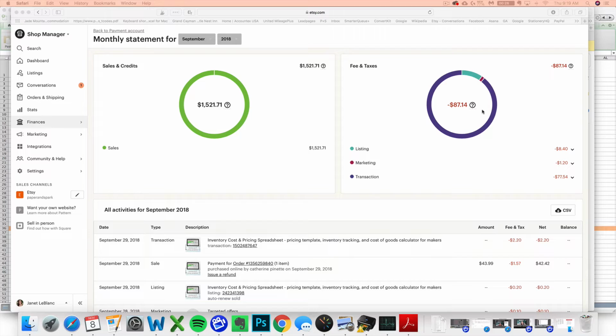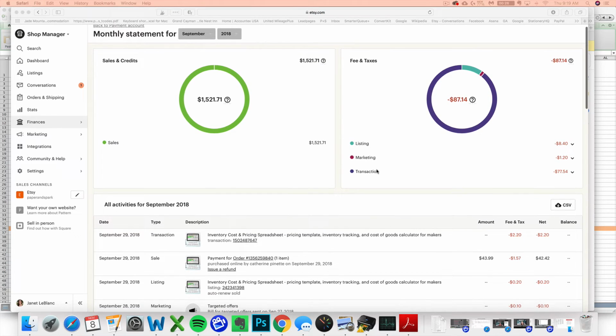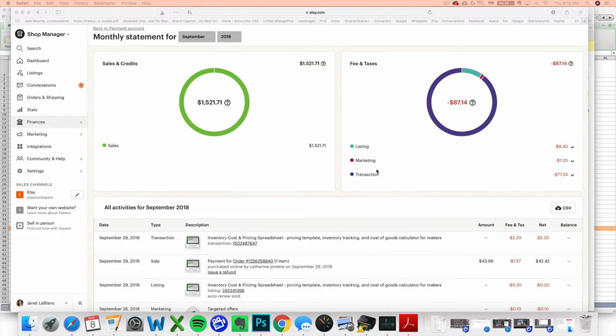What is showing up over here is that 5% commission or transaction charge that Etsy has, your 20-cent listing fees, any marketing expenses, which are going to be things like Google Shopping ads, promote a listing, or targeted campaigns that you can get with Etsy. Your shipping labels, if you pay Etsy for postage, will show up here. If you pay for Pattern or Etsy Plus or Etsy Premium or whatever the heck those are called these days, that will show up here as well.